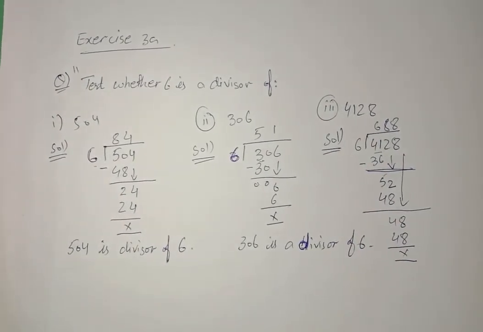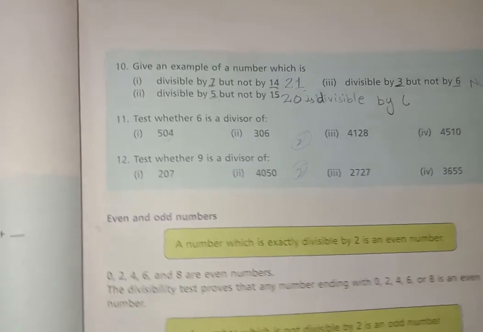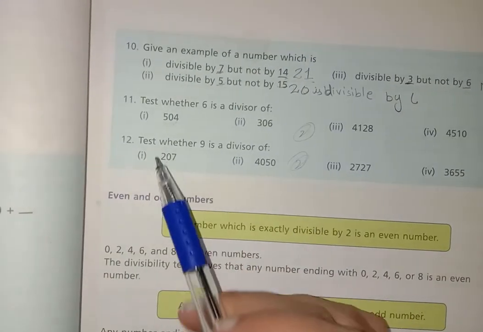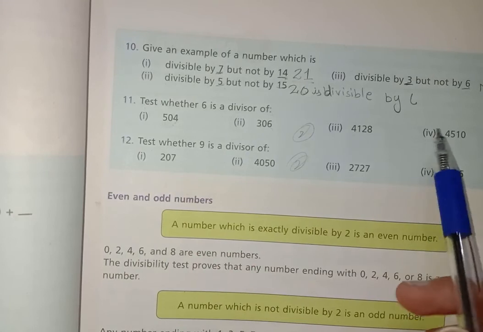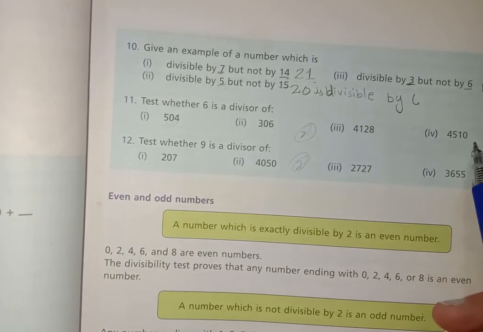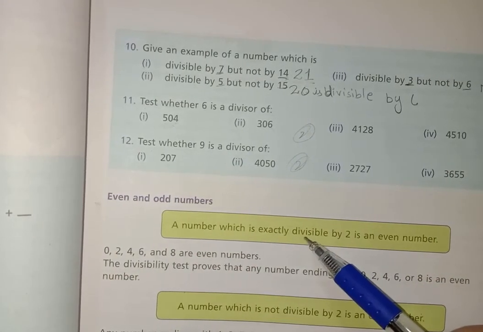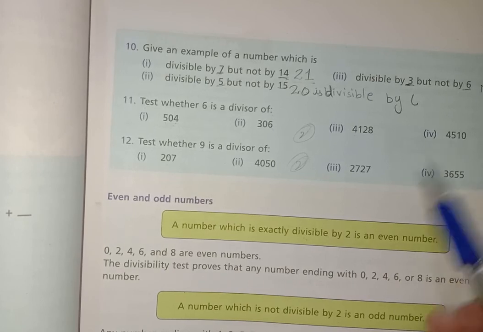Now we can see over questions. We have done question number 1, 2 and 3. You have to do question number 4 with your own help.